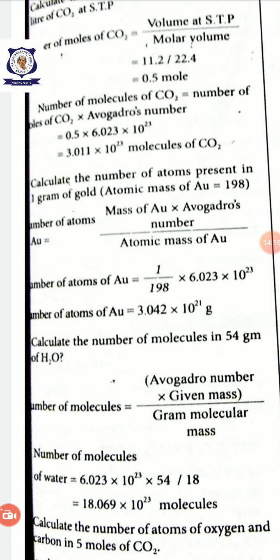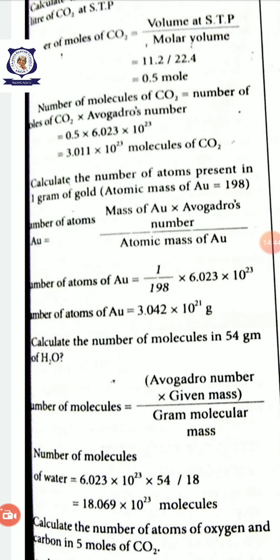Calculate the number of molecules in 54 grams of H2O. So number of molecules, what is the formula? First we have to calculate mole. What is the formula for mole when we are given mass? Mass by molar mass. Then mass by molar mass into Avogadro number. What is mass? 54 grams. Molar mass of water is 18.